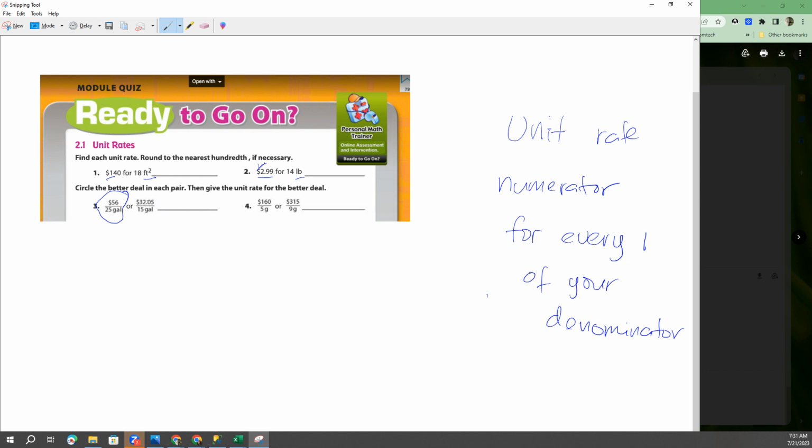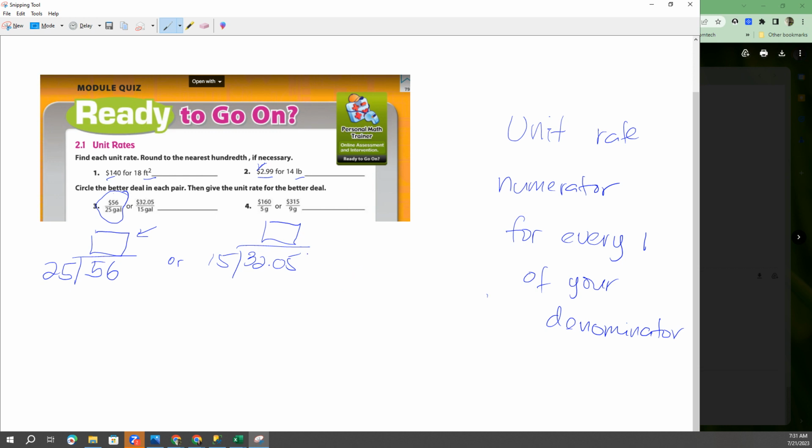So how do you find out which one is the better deal? Well, you need to find the unit rate. So for number three, you need to do 56 divided by 25. Whatever the answer is when you divide 56 by 25, that is the unit rate. Then you will compare that with 32.05 divided by 15. You will have another value here. Whichever is the smaller value, that means you're paying less for that. That would be your better deal.